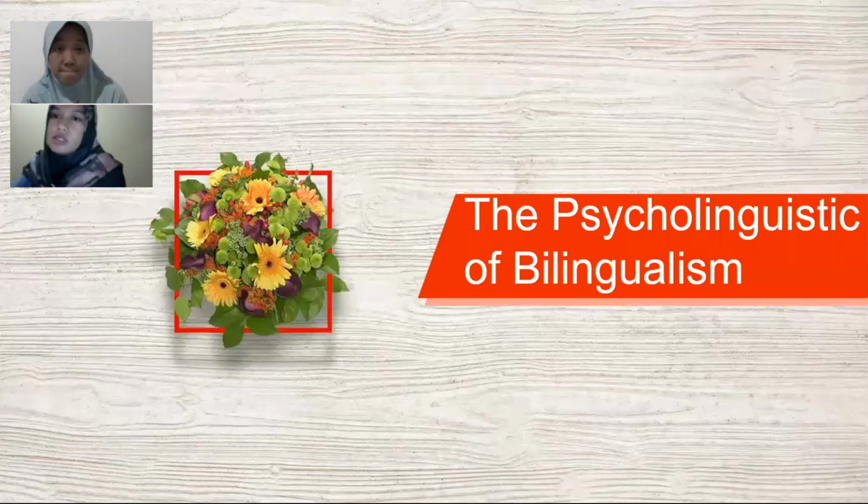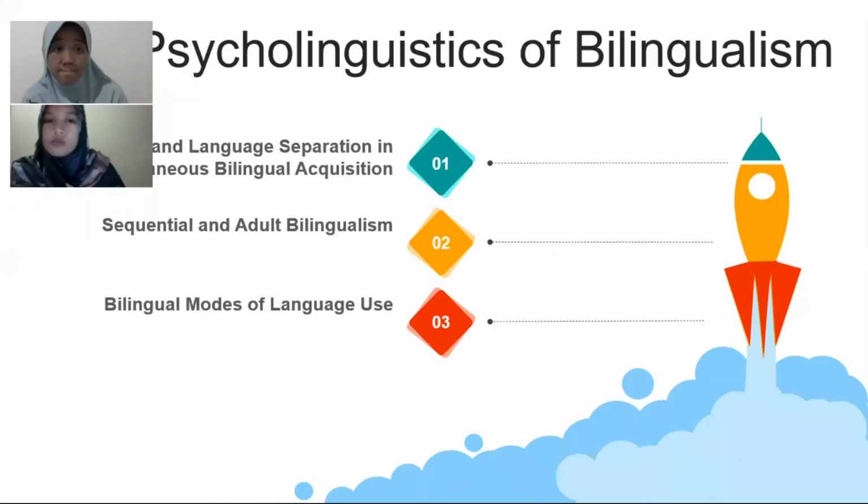The next is about the psycholinguistics of bilingualism. The psycholinguistics of bilingualism is divided into three parts. The first one is input and language separation in simultaneous bilingual acquisition. The second one is sequential and adult bilingualism. And the third one is bilingual modes of language use.